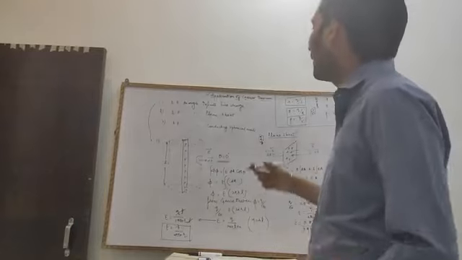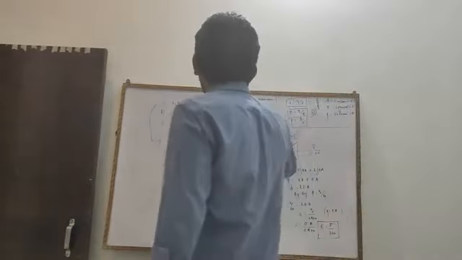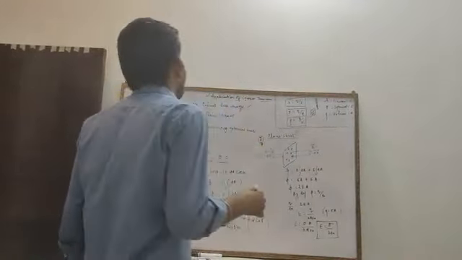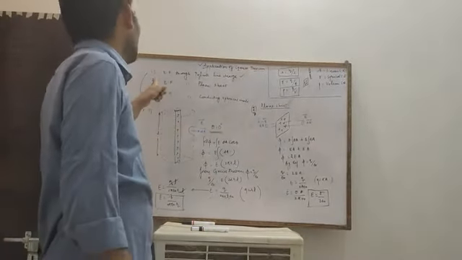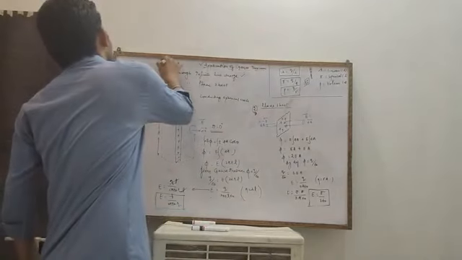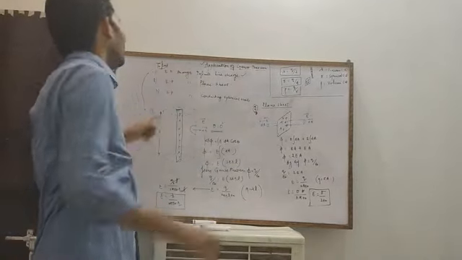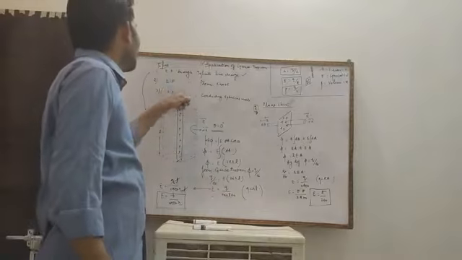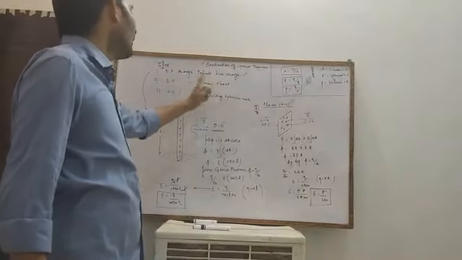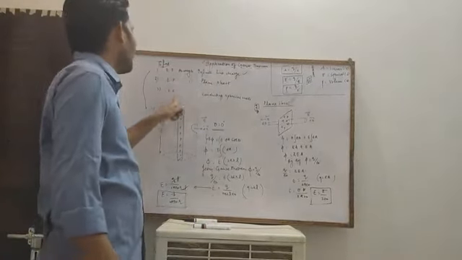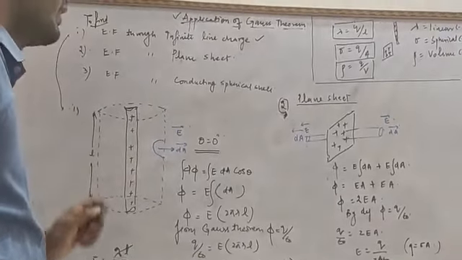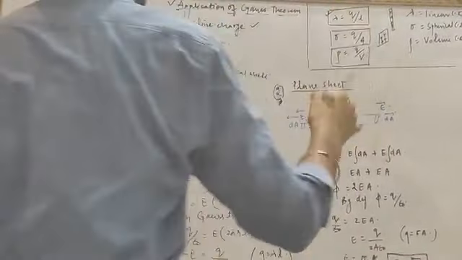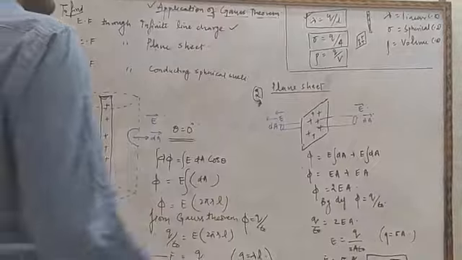Without wasting our time, we are starting from the first topic, that is electric field through infinite line charge. Basically there are three kinds of application of Gauss theorem. One is to find the electric field through an infinite line charge of density lambda, the electric field through a plane sheet of charge density sigma, and the electric field through a conducting spherical shell of charge density rho. So we have three kinds of charge density which we studied in the last lecture.